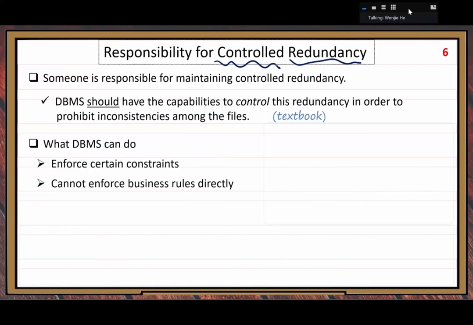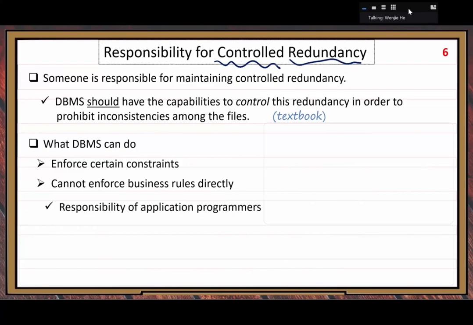It cannot enforce business rules directly. More precisely, when we have relatively complicated business rules, it cannot. But some business rules are very simple, and then we can define constraints to implement those simple rules. In module 3, I will show you how to define simple constraints.